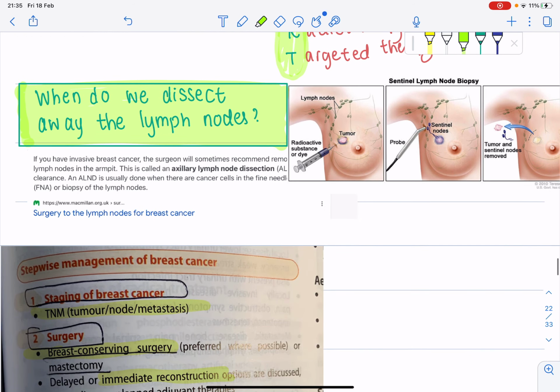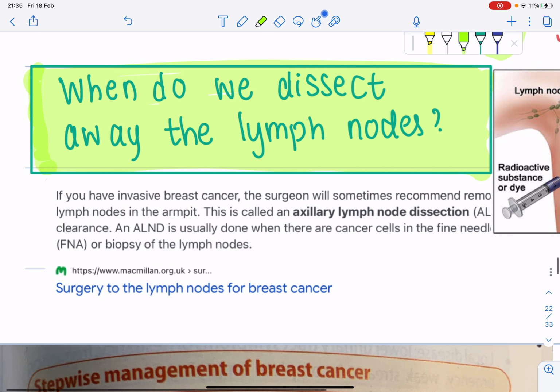When do we start to dissect away the lymph nodes? If you have invasive breast cancer, the surgeon will sometimes recommend removing the lymph nodes in the armpit. That's known as axillary lymph node dissection, and it's often done when there are malignant cells in the fine needle aspiration, FNA, or biopsy of the lymph nodes.